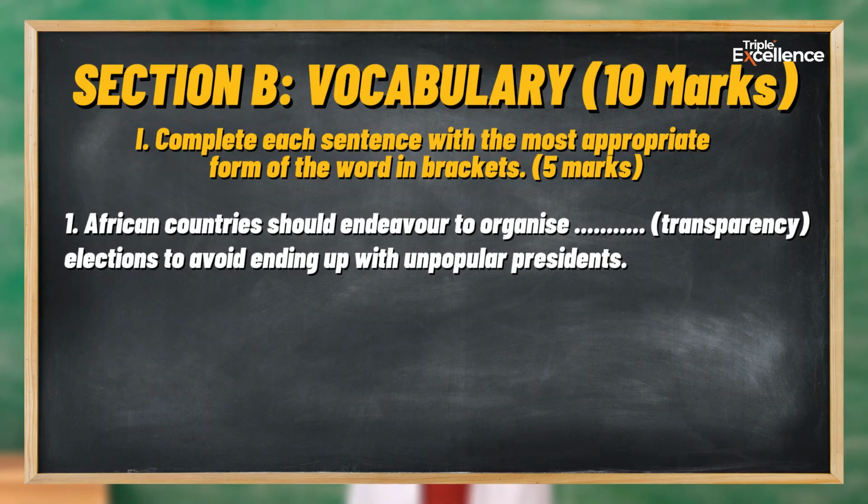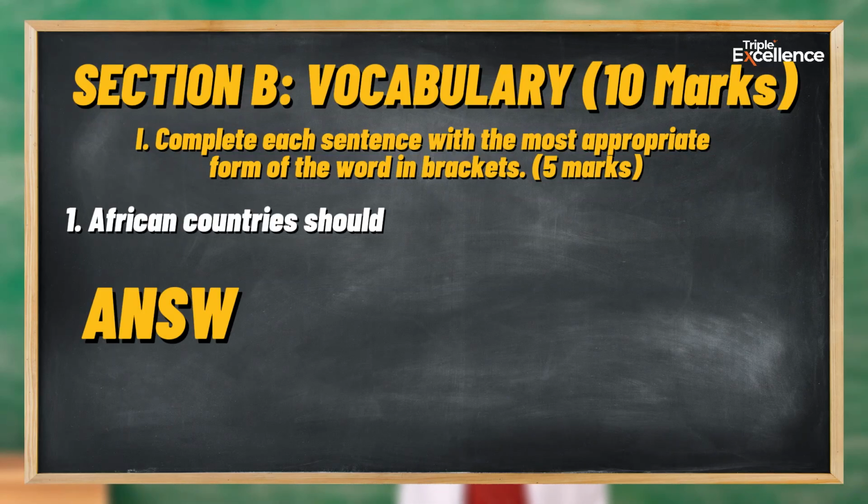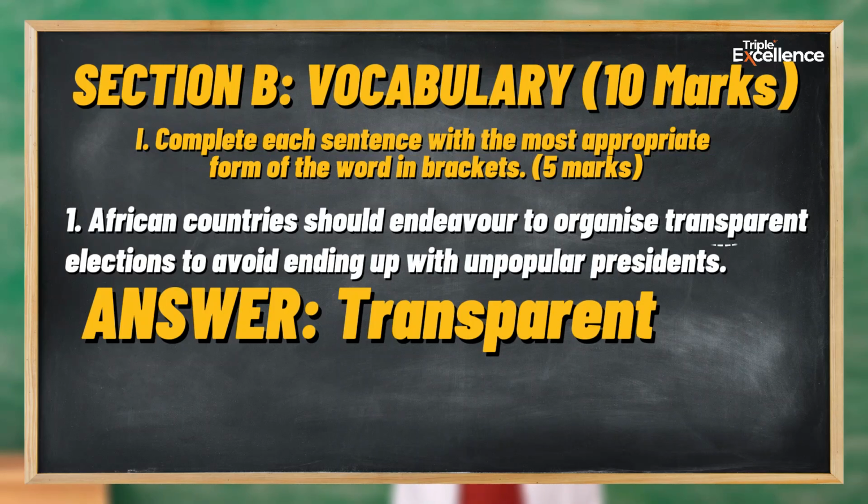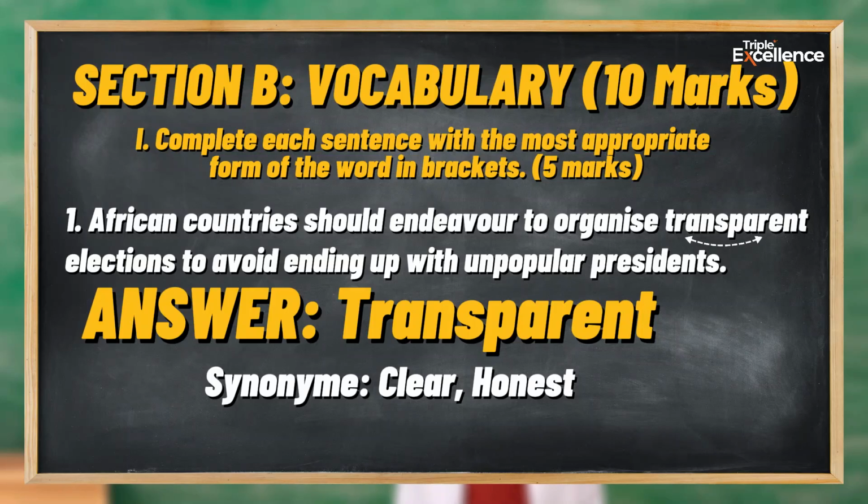So what can you suggest? What is the correct answer at this level? The correct answer is transparent. So organize transparent elections. Transparent, synonym clear, honest. Transparent elections. Transparent is the adjective and elections is the noun. So you cannot put a noun here. You cannot say transparency elections, no, but you say transparent elections.